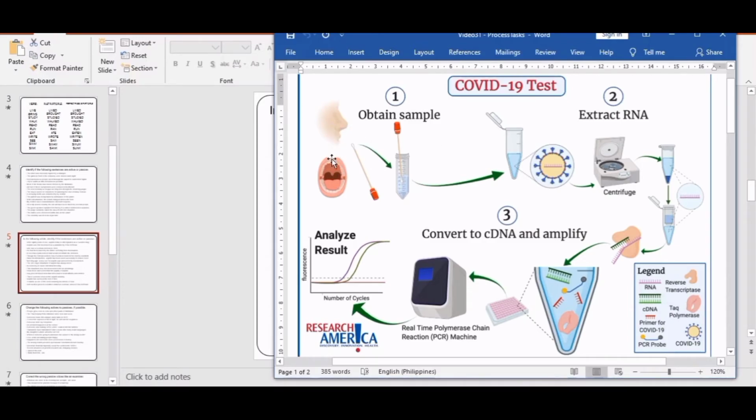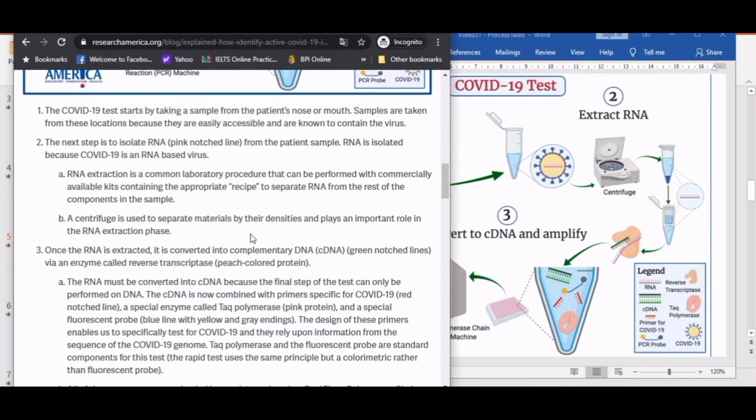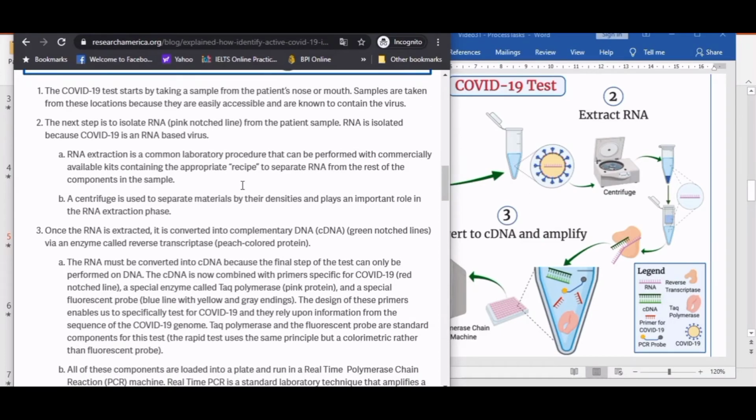The representations you see here, they are not the ones performing the action. The action is being performed on them. The one performing the action here is the one who is obtaining the sample, but he's not illustrated because he's not important in the passive voice. And then let's look at an actual description of this. So the COVID-19 test starts by, this is actually the description of that process task that you see.